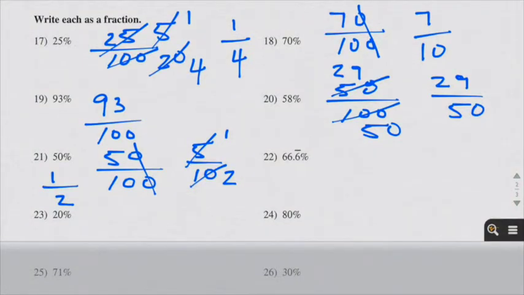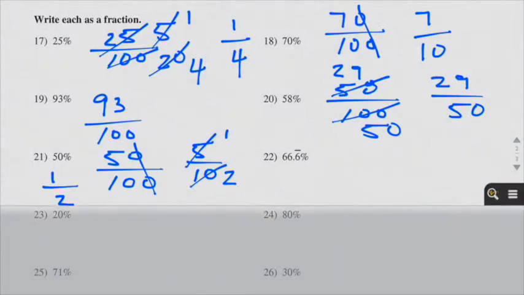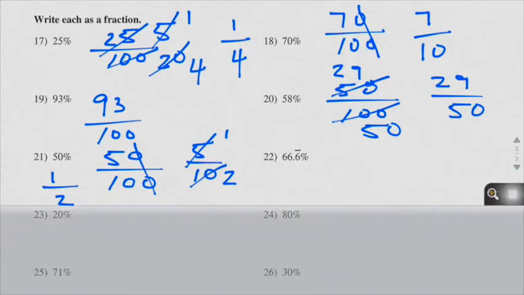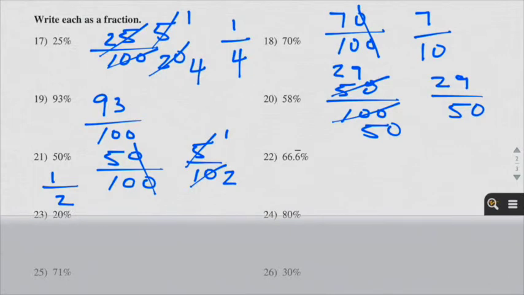Number 22. Okay, so what we want to do on this one is, I think it was in the last video, decimals and fractions, where we covered how to convert repeating decimals into fractions. Same concept as in that video. What we want to do is set a variable to 66.6 repeated percent and then start subtracting from both sides by a value of x. So let me explain how we're going to do that.